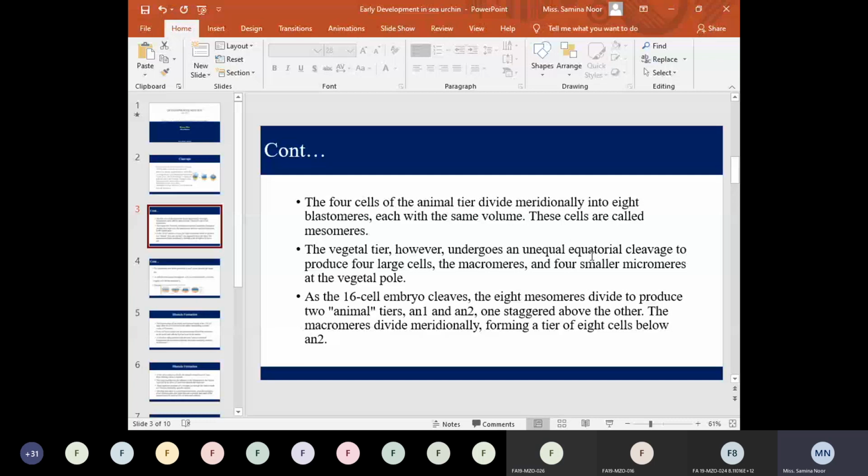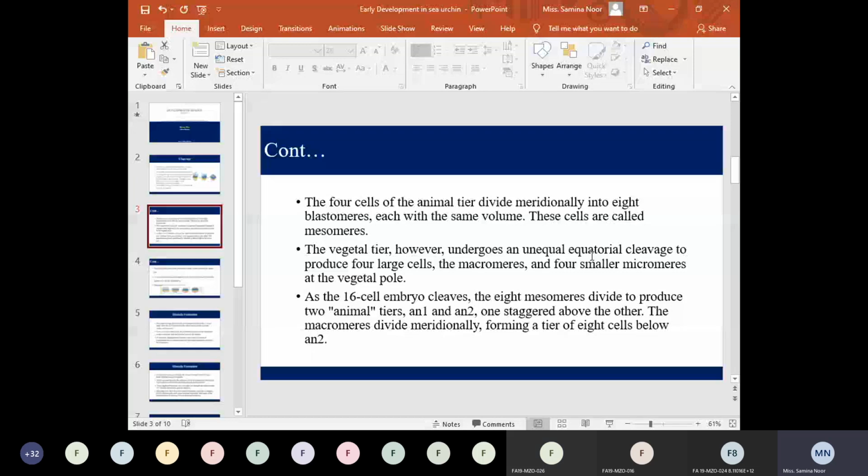So as a result of the fourth cleavage division, the animal half produces cells known as mesomeres, and such cells are formed by meridional division. And in the fourth cleavage at the vegetal half, the cells divide equatorially, and such equatorial division is actually unequal equatorial division. As a result of the unequal equatorial division, two types of cells are formed. The above lying cells are known as macromeres as they are larger in size, and the below lying cells which are smaller in size are known as micromeres.